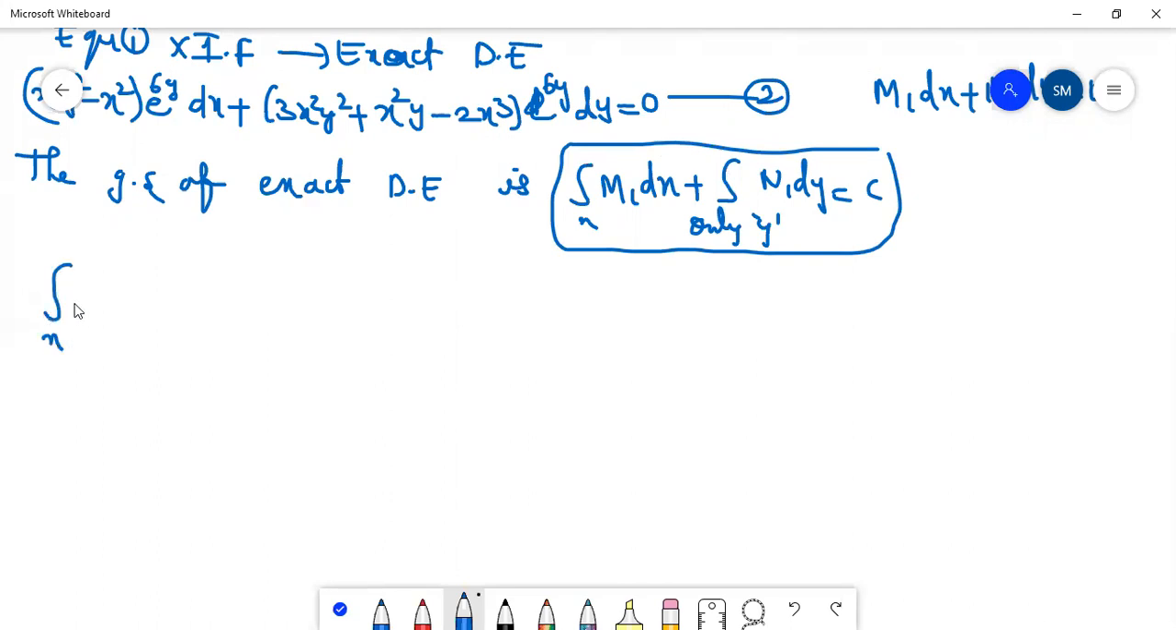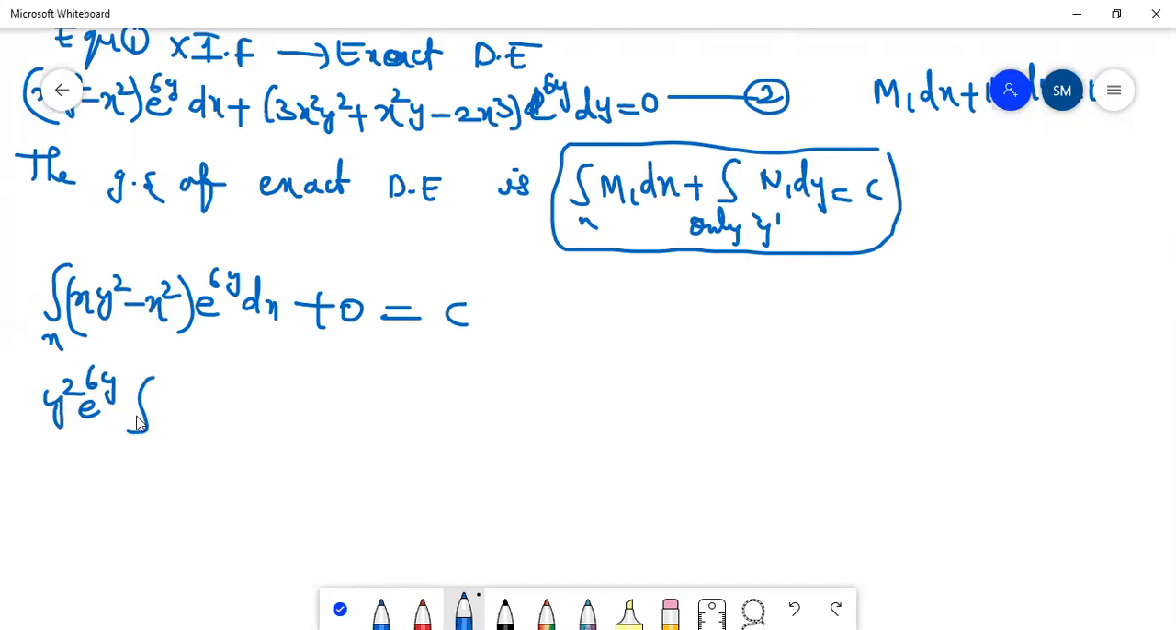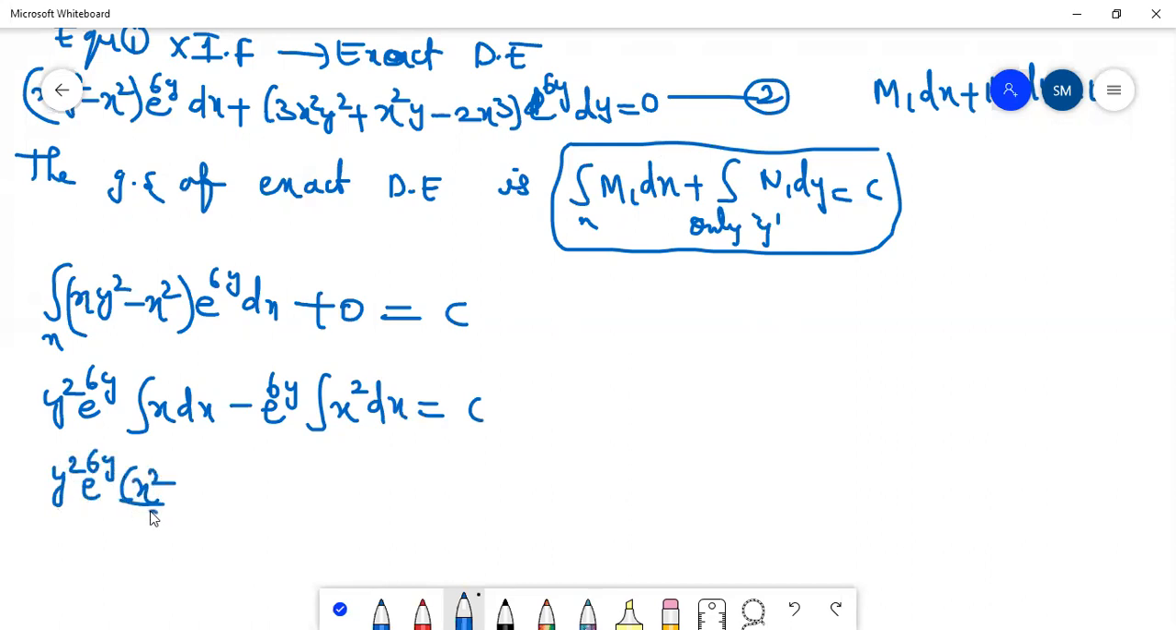Integral over x of xy square minus x square into e power 6y dx. Only y terms: there is no y term, so it is 0, equal to c. Taking y square e power 6y outside the integral of x dx, minus e power 6y outside the integral of x square dx, equal to c. Y square e power 6y into x square by 2 minus e power 6y into x cube by 3 equal to c.